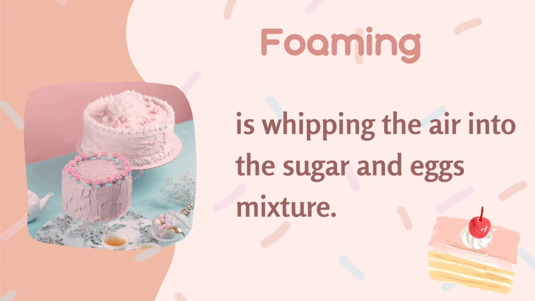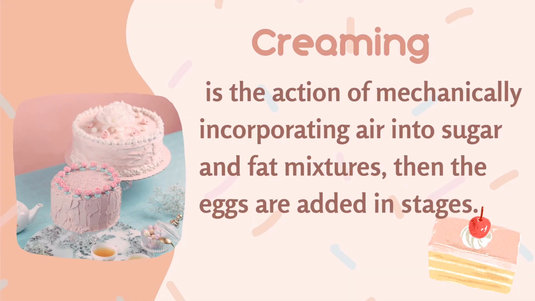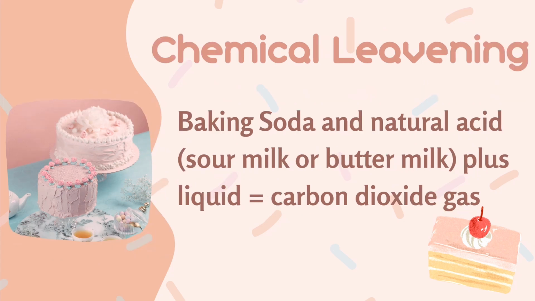First is foaming. It is whipping air into the sugar and eggs mixture. Next is creaming. It is the action of mechanically incorporating air into sugar and fat mixtures, where the eggs are added in stages. And lastly is chemical leavening, which is baking soda and natural acid or sour milk or buttermilk plus liquid equals carbon dioxide.